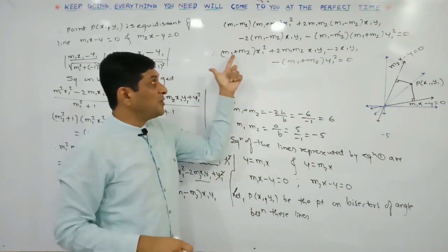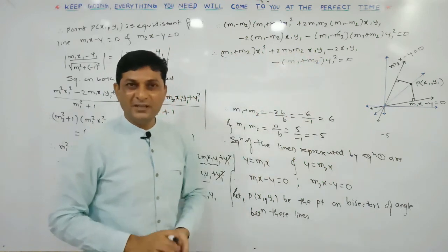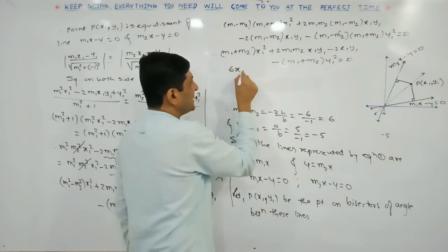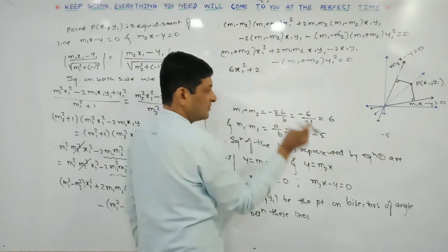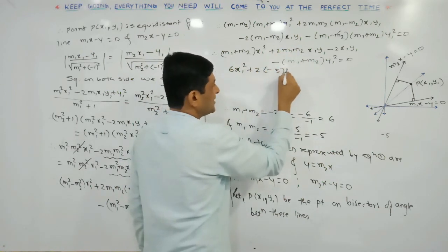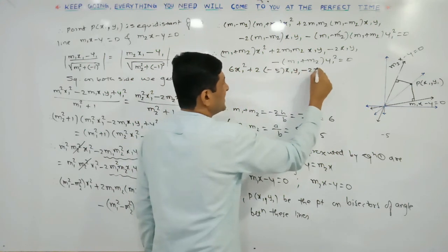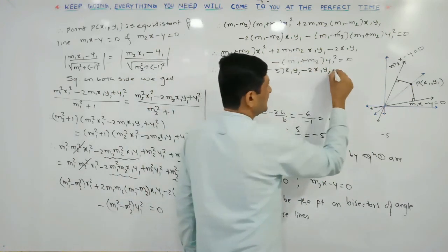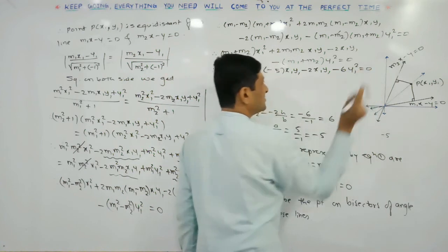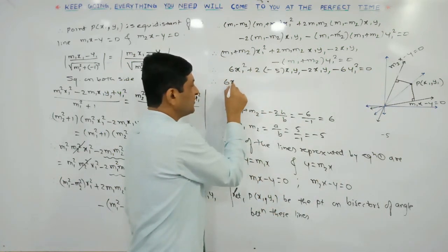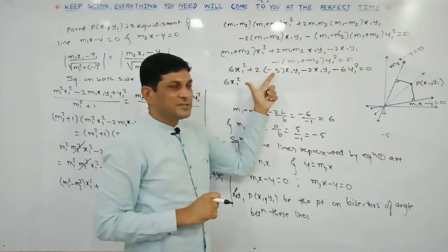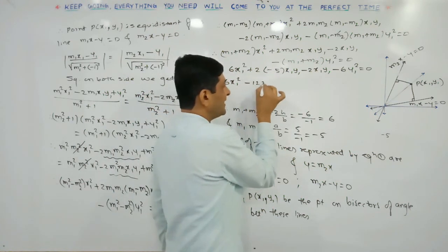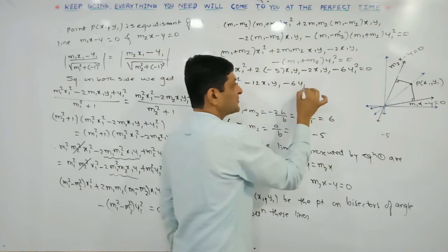Lastly, let us substitute the values of m1 plus m2 and m1 into m2 in this equation. The value of m1 plus m2 is equal to 6. So here we will get 6 x1 square plus 2 m1 m2 will get replaced by minus 5, x1 y1 minus 2 x1 y1, keep it as it is. Again replace m1 plus m2 by its value 6. So here we will get minus 6 y1 square is equal to 0. Keep 6 x1 square as it is. 2 into minus 5 is minus 10 x1 y1 and minus 2 x1 y1 will become minus 12 x1 y1, minus 6 y1 square is equal to 0.